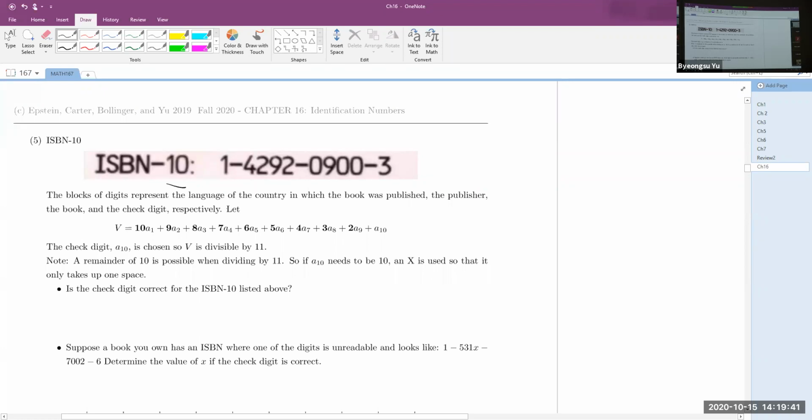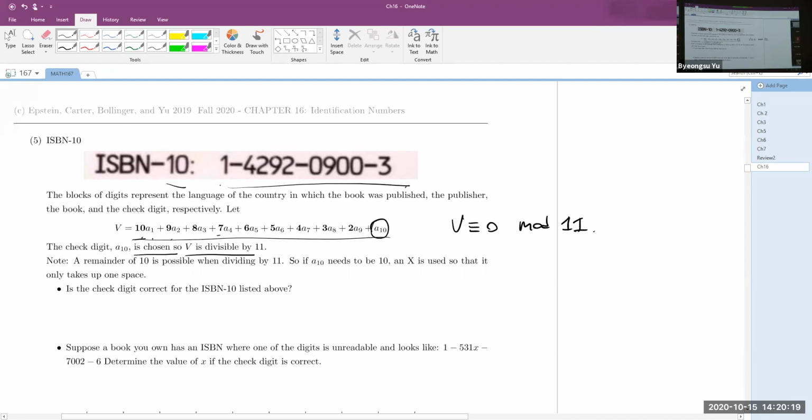In this case, there are 10 digits. We compute 10 times the first digit, 9 times the second digit, 8 times the third digit, and so on. The coefficient goes decreasing while the digit number goes increasing. With such a weighted sum V, the check digit A10 is chosen so that V is divisible by 11, which means that V is 0 mod 11.